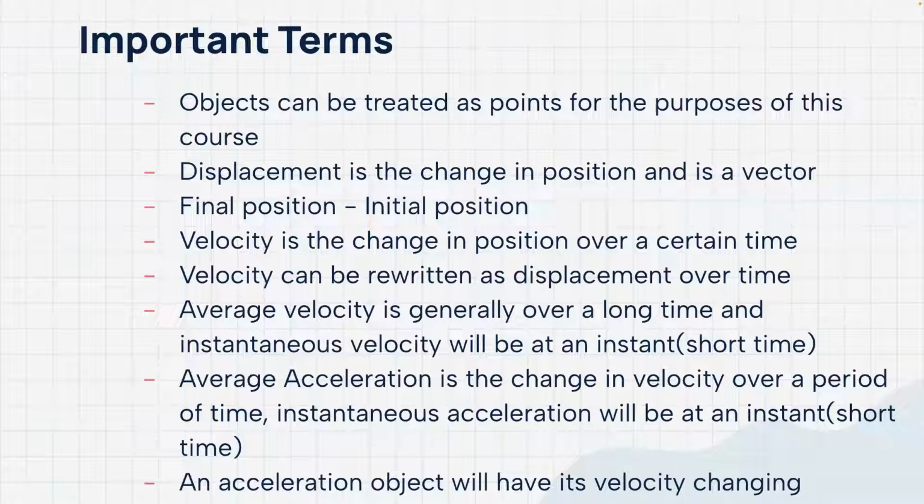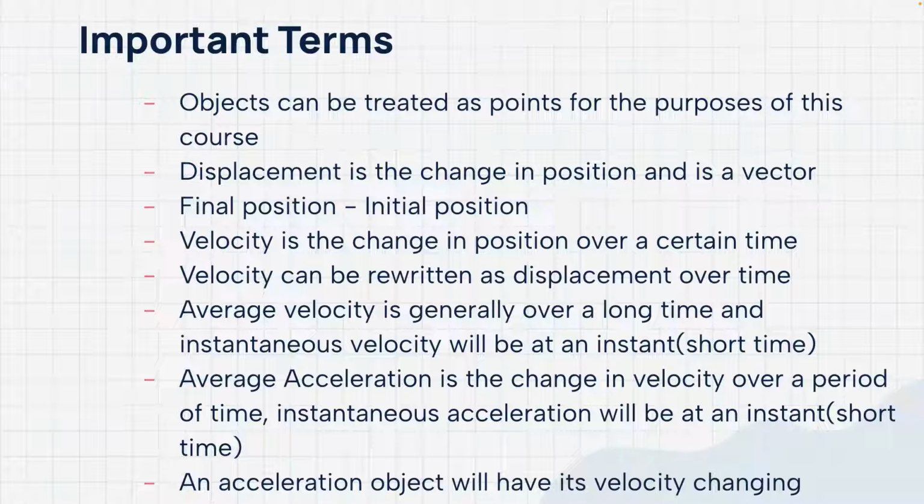Velocity is the change in position over a certain time. Think of velocity as just displacement over time. How much you displace over a given time interval, per second usually. Average velocity will be over a long period of time, generally over long distances or long displacements as well. Instantaneous velocity will be during an instant, so a really short time.